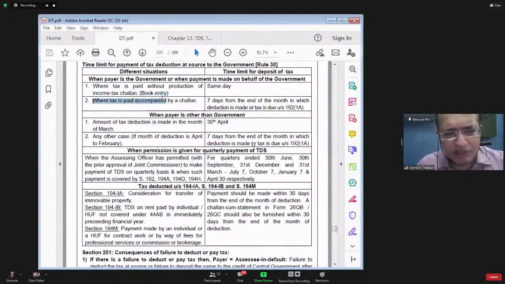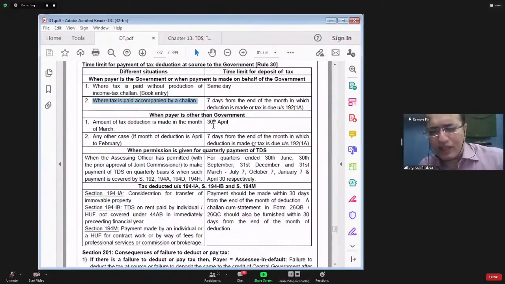Second possibility is when the tax is paid by challan. Tax is paid by challan means Ministry of Education has deducted TDS of, say, 1,000 crores. So they will make a check of 1,000 crores. Minister of Education will put his signature on that 1,000 crores check, and that check will be deposited in the bank account of Ministry of Finance.